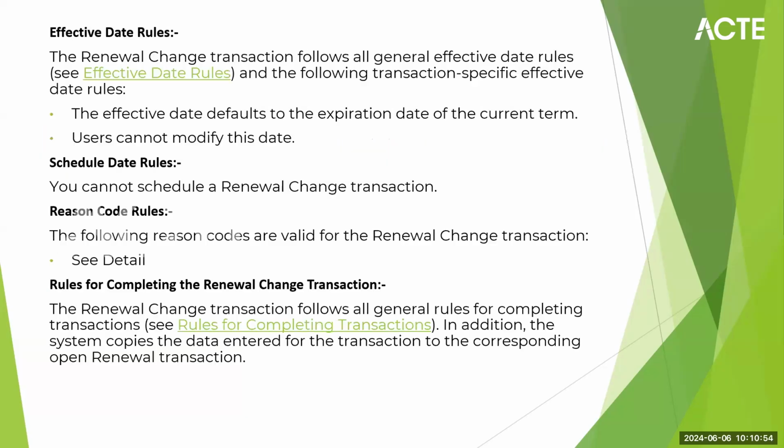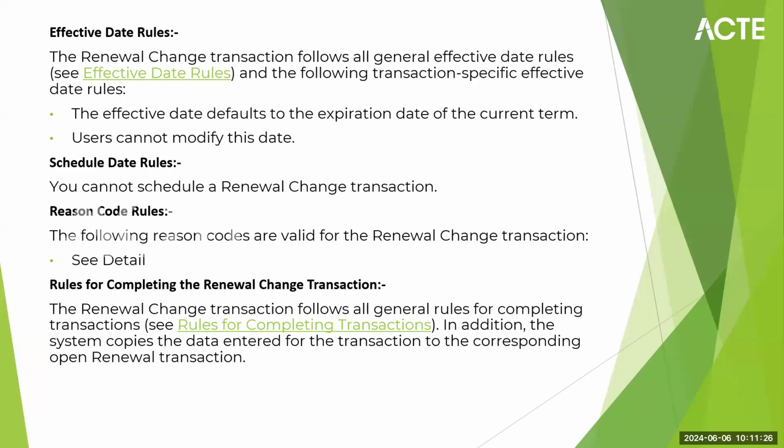FHU date rule. The FHU date defaults to the expiration date of the current term. Nothing but whatever the expiration date is in the previous transaction, the same thing will be applied as the FHU date for this renewal change transaction. User can modify this date. Whereas for the schedule date rule, there is no rule for that. You cannot schedule a renewal change transaction. That means this field is not applicable for that particular transaction.